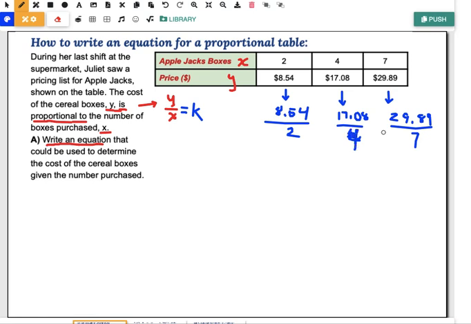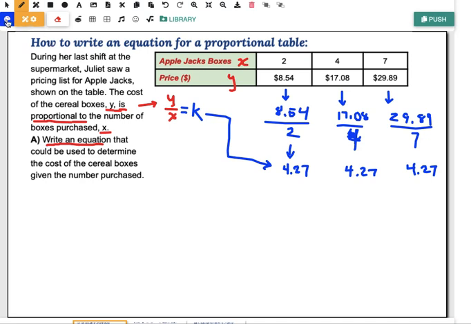So you go into your calculator, and you type in 854 divided by 2, and that gives you 427. If you do that for each one of these, you're going to get 427 because it's a proportional table. So that's how you know that all of these are going to be the same. So that is K in our equation.